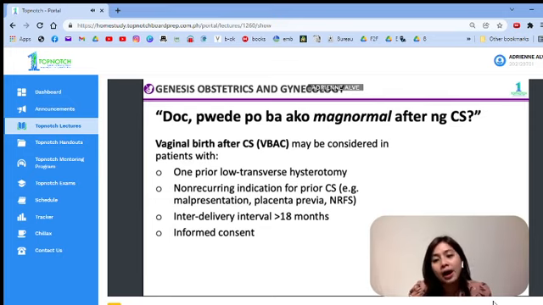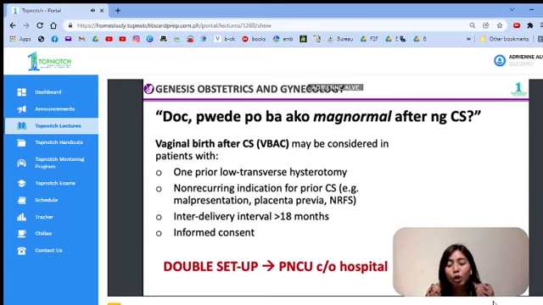Okay? So kung halimbawa na-fulfill niya itong mga criteria na to, ang isa pang importante na take home message for your patient, dapat double set up siya sa next delivery niya. Ang ibig sabihin ng double set up, dapat nasa setting siya where, halimbawa, mag-normal delivery siya. But kung sakaling kailangan niya mag-emergency cesarean section, kung saan siya manganganak, dapat CS capable or CS delivery capable yung institution na yon. Therefore, ang clinical check-up niya hindi pwedeng sa line-in, hindi pwedeng sa health center, kailangan sa hospital.